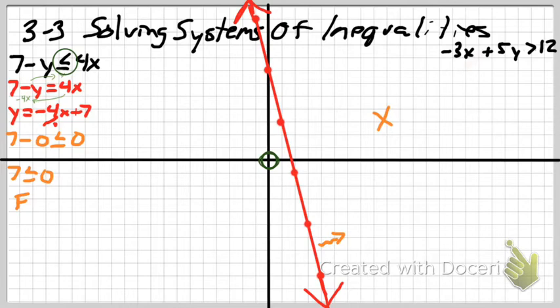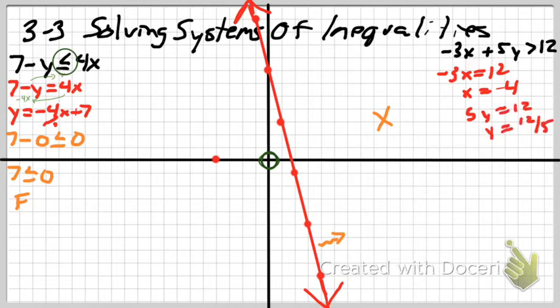Now let's move to the other line. I'm going to use intercepts for this one because it's in standard form. The x-intercept, negative 3x equals 12. That means the x-intercept is negative 4. Okay, we've done a bunch of these, kids. Y-intercept, 5y equals 12. 12 fifths, that's 2.4. So the y-intercept is 2.4.